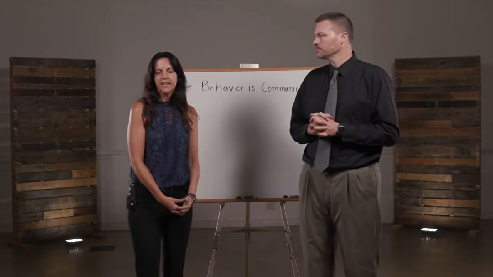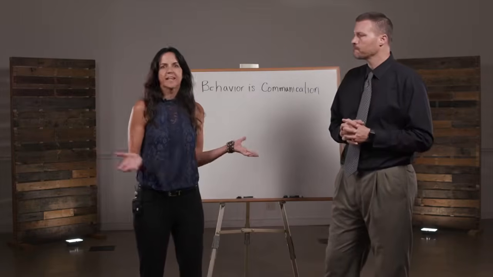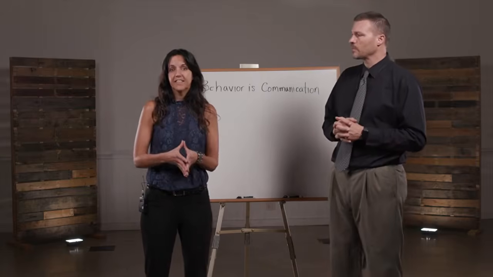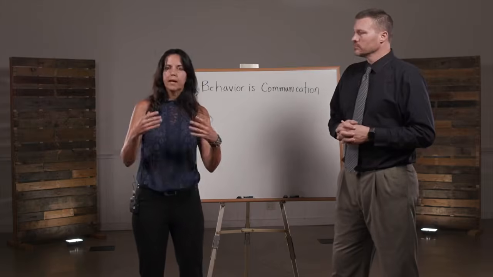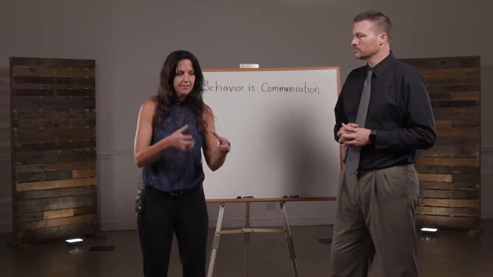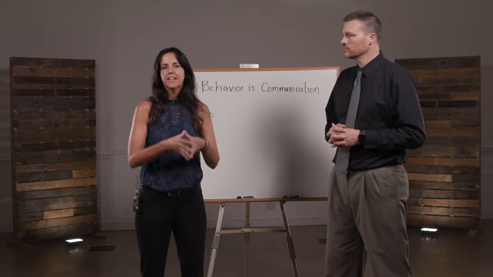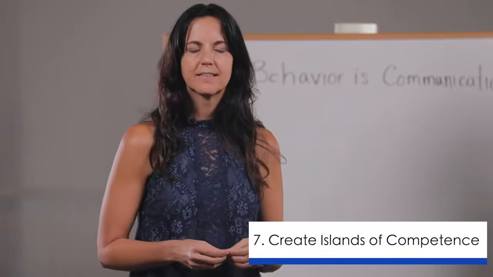So number 7 is actually something that feels very personal to me as a parent. Darren and I have 7 kids, and 5 of our kids have IEPs or 504s. And so we spend a lot of time going in and talking about how to build up or fix the deficits in our kids. And so number 7 is called creating islands of competence.